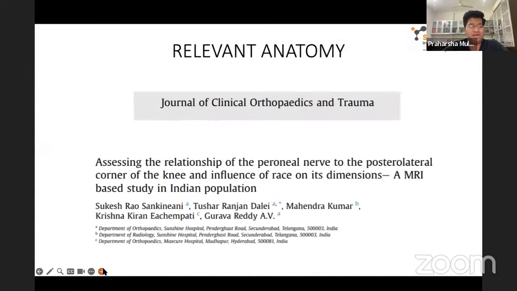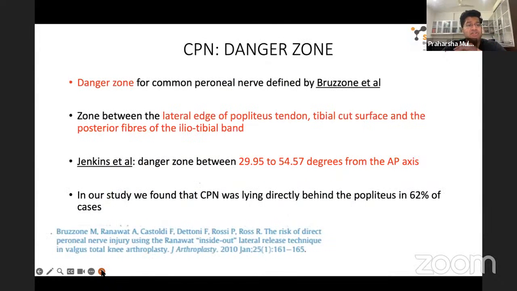So it's very important to understand, again, like with the popliteal artery, where is the peroneal nerve? Now, this is one of our own papers from Sunshine Hospital, where we looked at the position of the peroneal nerve to the posterolateral corner of the knee so that you know how far it is from your knee, especially during flexion. And this was an MRI-based study. So the danger zone has been defined.